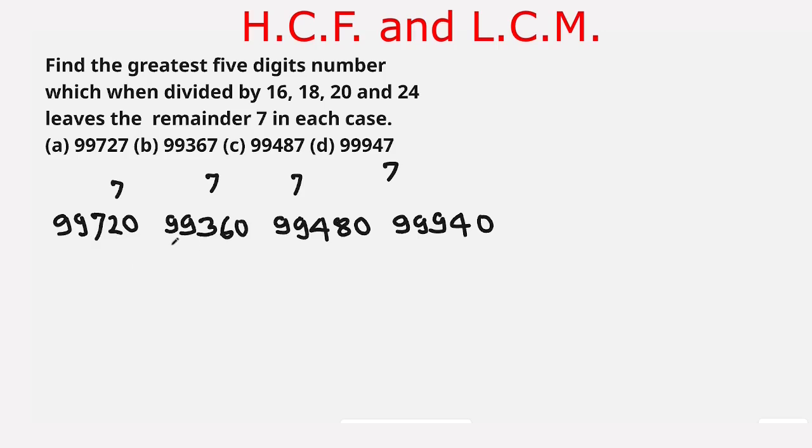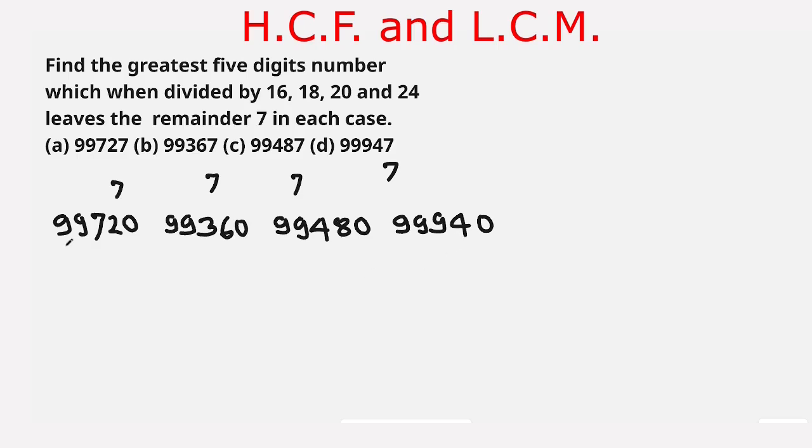Option B is also divisible by 9. Option C, 9, 9, 4, 8. 4 plus 8 is 12 and 9, 9 are divisible by 9. But 12 is not divisible by 9. So option C is not divisible by 9. So option C cannot be our answer. Option D, 9, 9, 9, 4, 0. The 3 nines are divisible by 9, but 4 is not divisible by 9. So option D is not our answer.